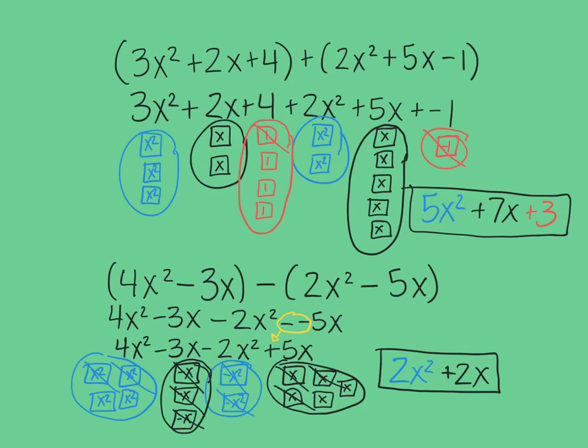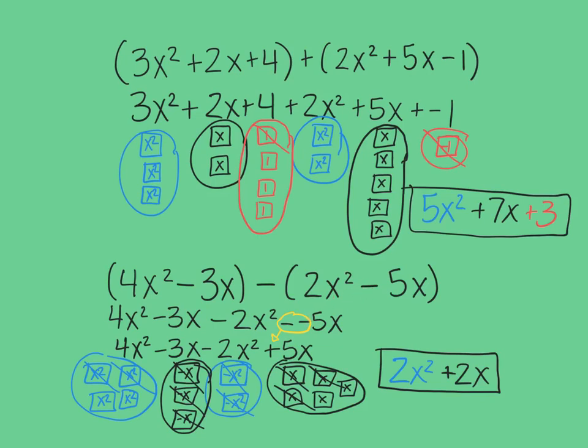Another thing I wanted to highlight is on the subtraction, I subtracted everything. And so I did minus a positive 2x and minus a negative 5x. Since it's negative, I need to add in that extra symbol there.